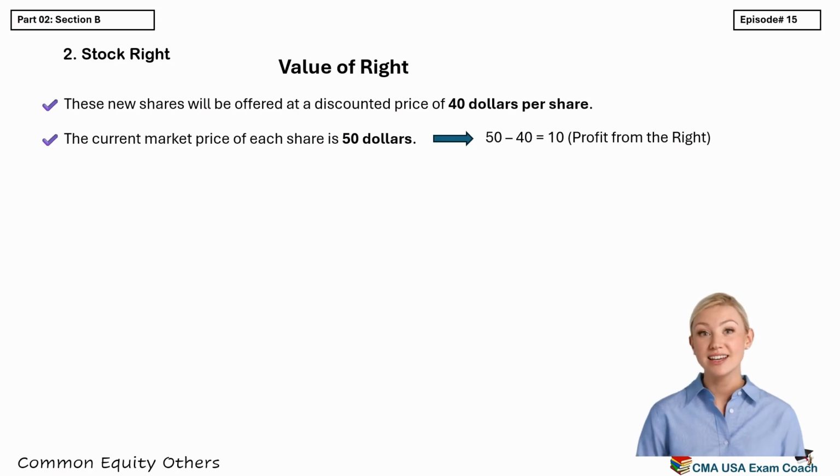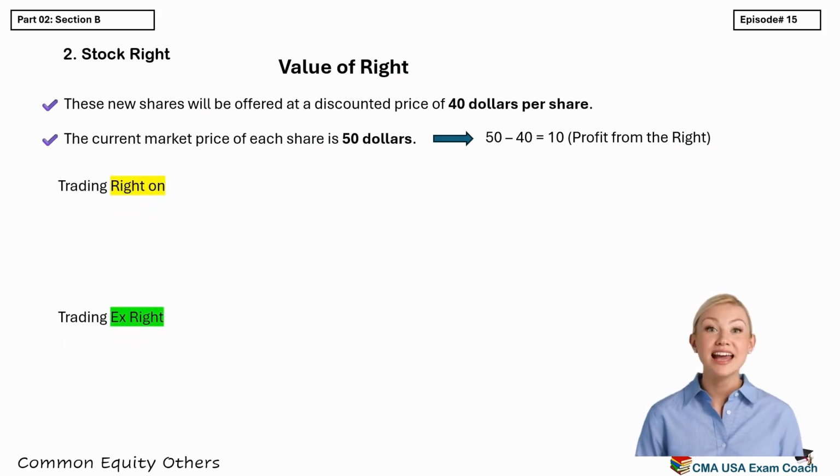Before we dive into the calculation, there is an important concept we need to understand: the difference between rights being on and rights being X. This will help us understand when the rights have value and when they don't. We will explain the idea of right on and X right in the next slide. For now, just remember that the value of a right depends on these conditions. So, in this slide, we have seen that the right does have value because it lets us buy shares below market price, but the exact value is not simply the difference in prices. We will learn how to calculate it next.